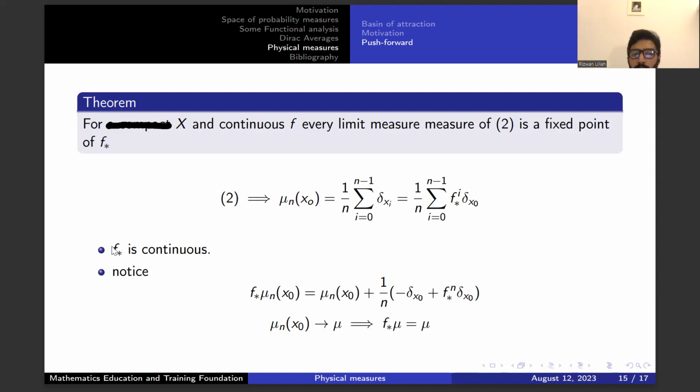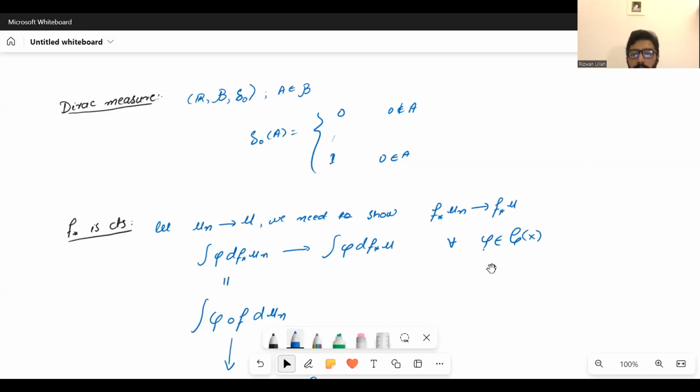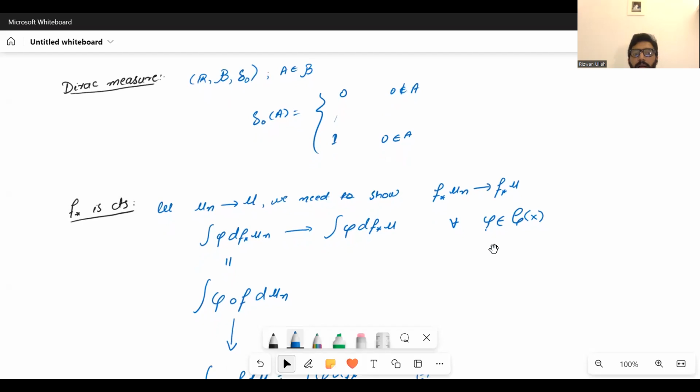Now one can see that the push forward associated to a continuous function is actually continuous. It's a very good exercise, but let me show you how to prove this. You can see f star is continuous.